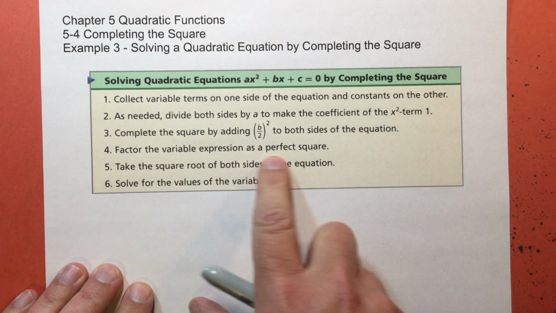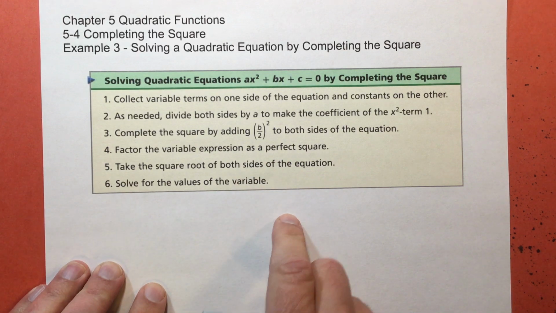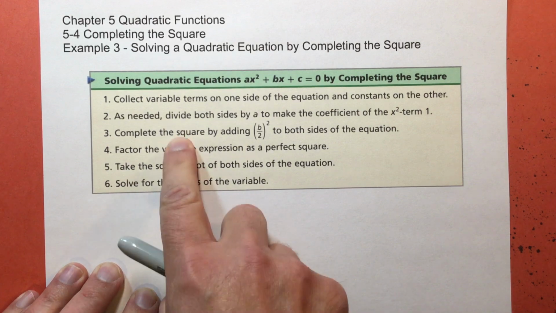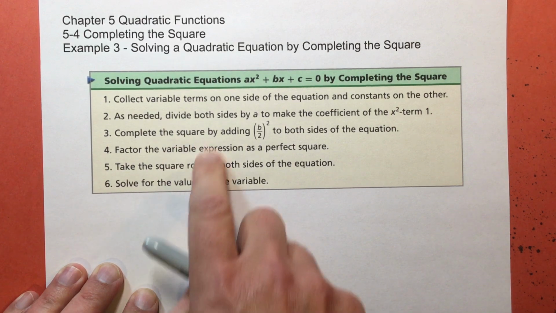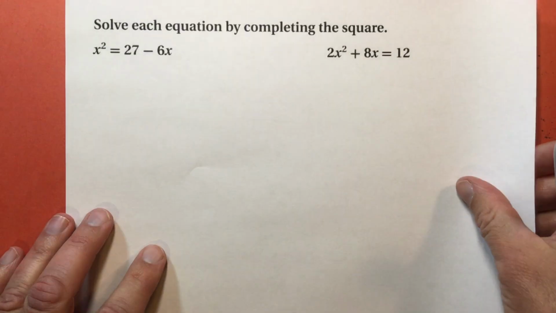Then you're going to change it to a perfect square. So it'll be x plus or minus something in parentheses squared. Take the square roots and solve. All of this is what we did in the first video. Completing the square is what we did in the second video. So now we're going to put the whole thing together. So let's show you an example of what I mean.